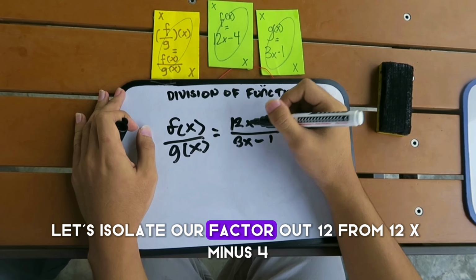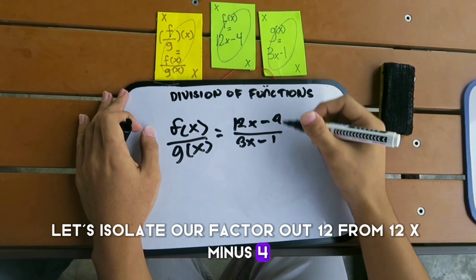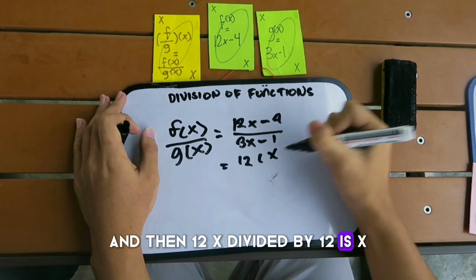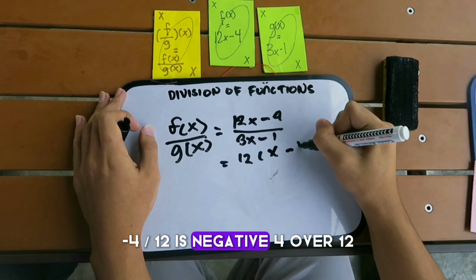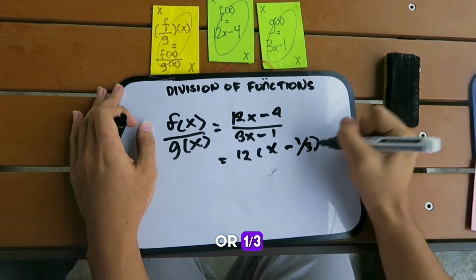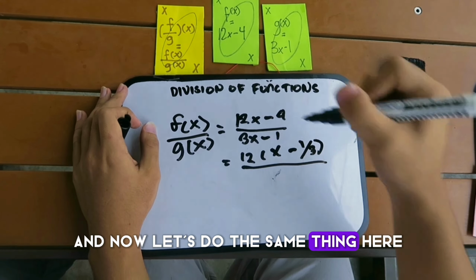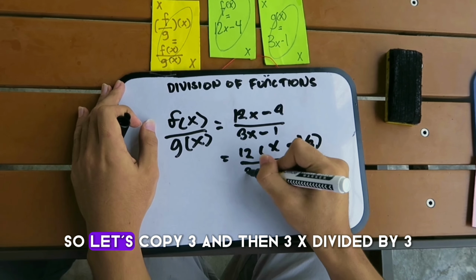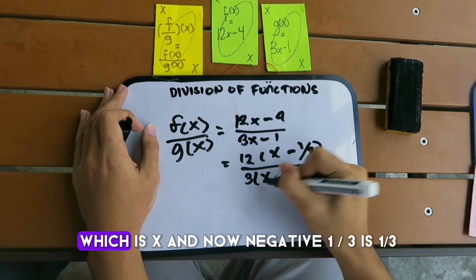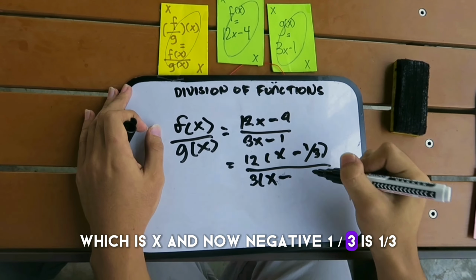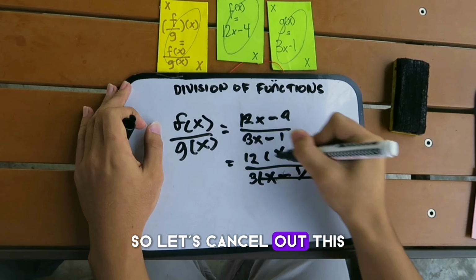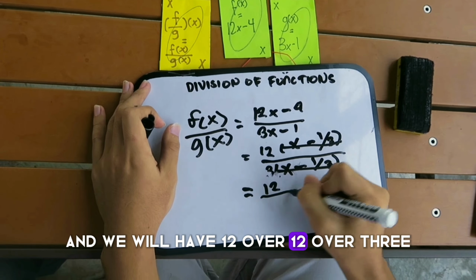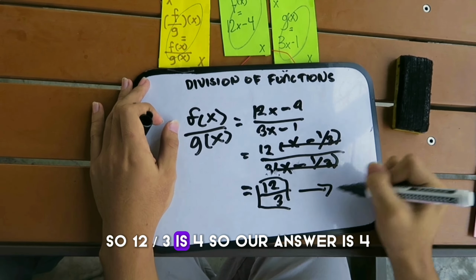Next step, let's factor out 12 from 12x minus 4. So what we have to do is copy 12, and then 12x divided by 12 is x, and negative 4 divided by 12 is negative 4 over 12, or negative 1/3. And now let's do the same thing here. Let's factor out 3 from 3x minus 1, copy 3, and then 3x divided by 3 is x, and then negative 1 divided by 3 is negative 1/3. Now let's cancel this out, and we will have 12 over 3. So our answer in this equation is 4.